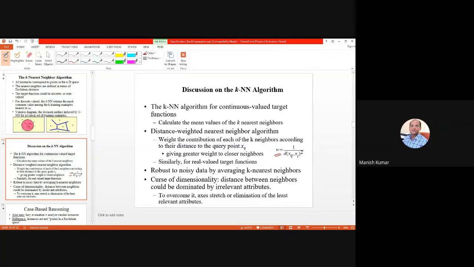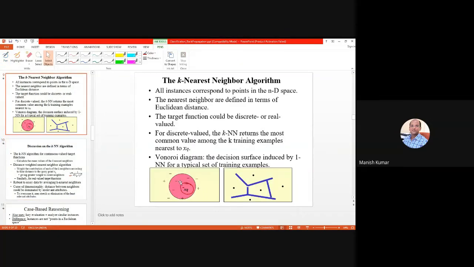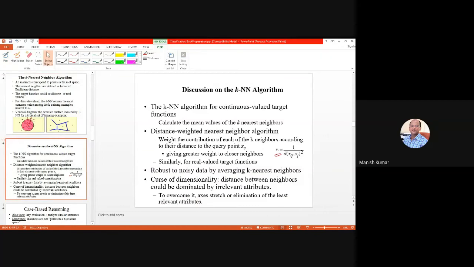Each of these points is referred to as a neighbor. The distance calculation will be the Euclidean distance, and then the weight is equivalent to this formula. Similarly, real value target functions can be dealt with.